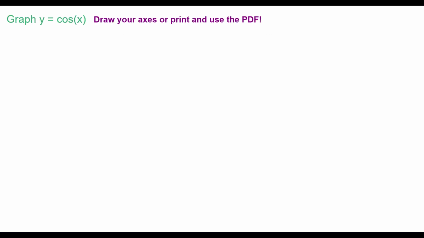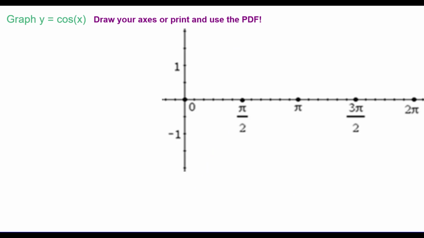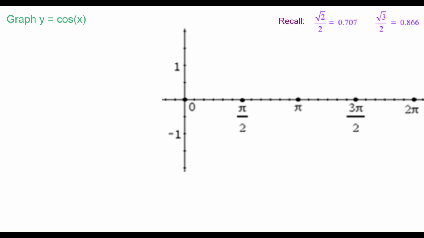So go ahead and draw your axes, or print and use the PDF, to draw the graph of y equals a cosine of x. Since this is probably your first time, we want to make sure you recall the decimal approximations to these two irrational numbers. And we're going to create a table for each quadrant and then plot the ordered pairs.